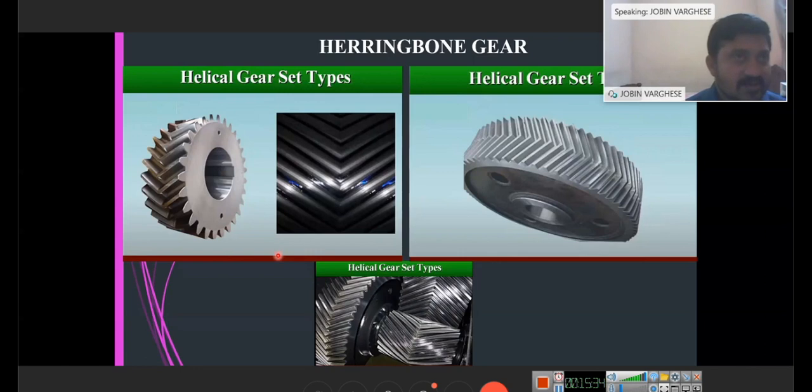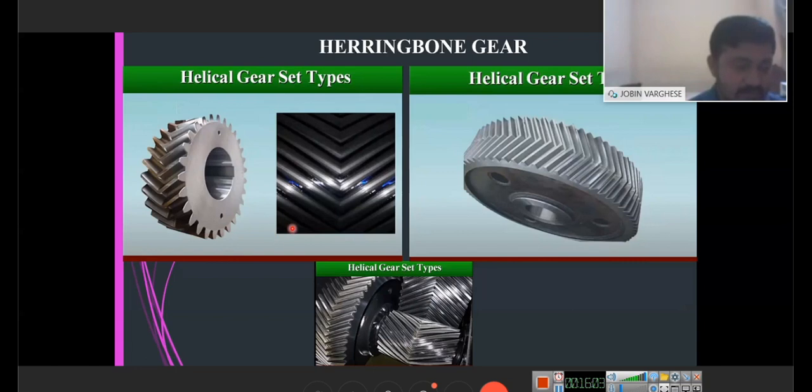Yeah, herringbone gears normally I haven't seen them in gearboxes. For high-speed applications we can only go for helical gears, not herringbone gears, and it gives noiseless operation. However, I've seen that with new technology advancements, herringbone gears are used, but helical gears are mostly seen. That is the best one in the gearbox, I hope so.